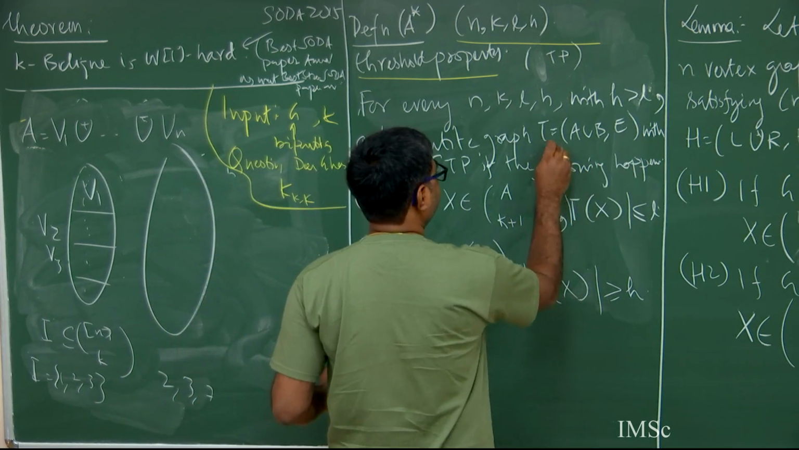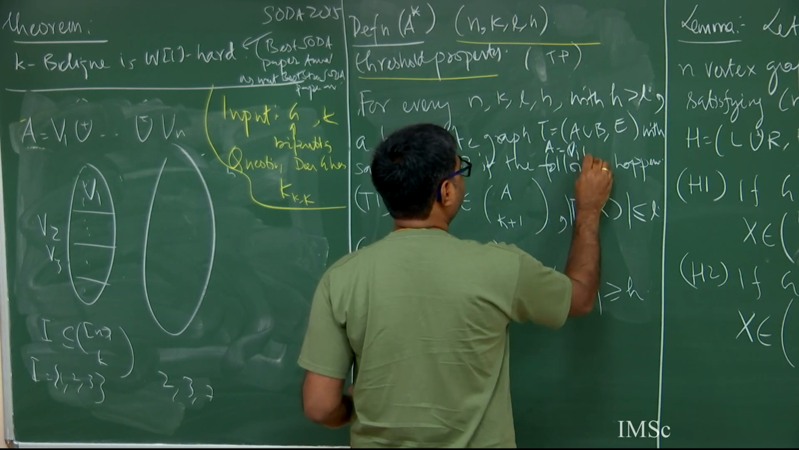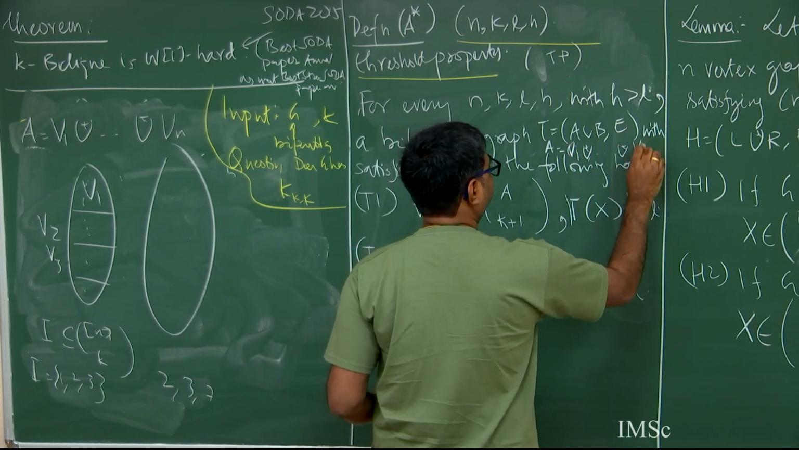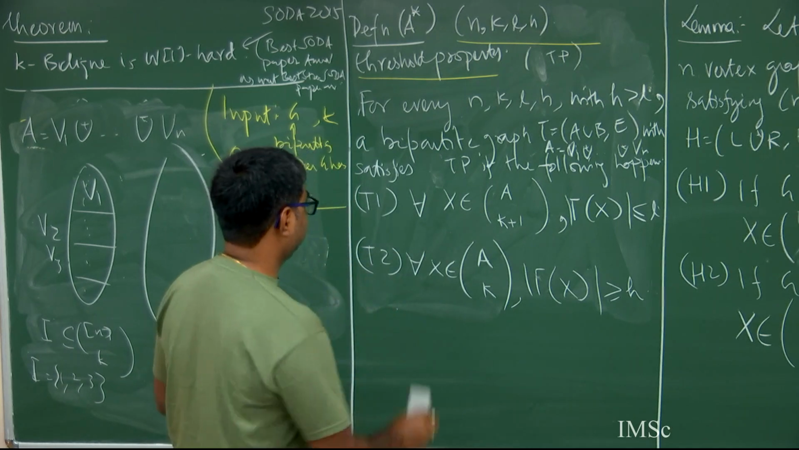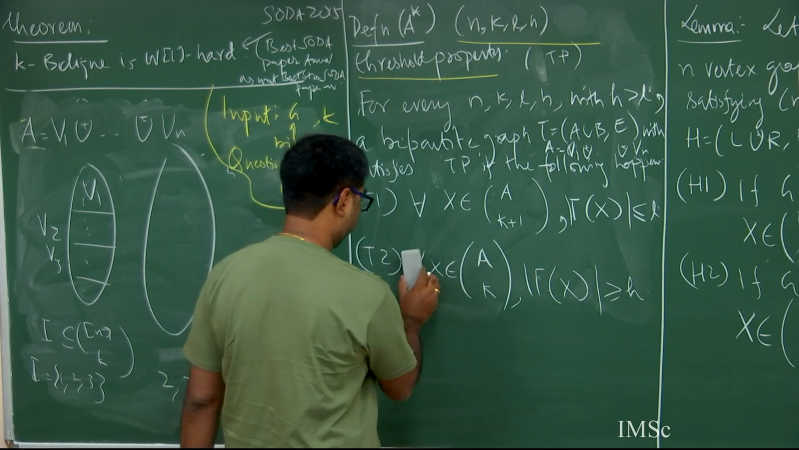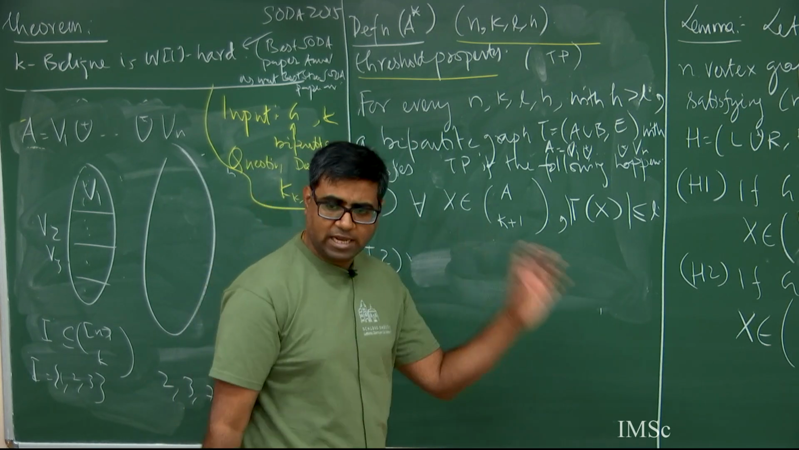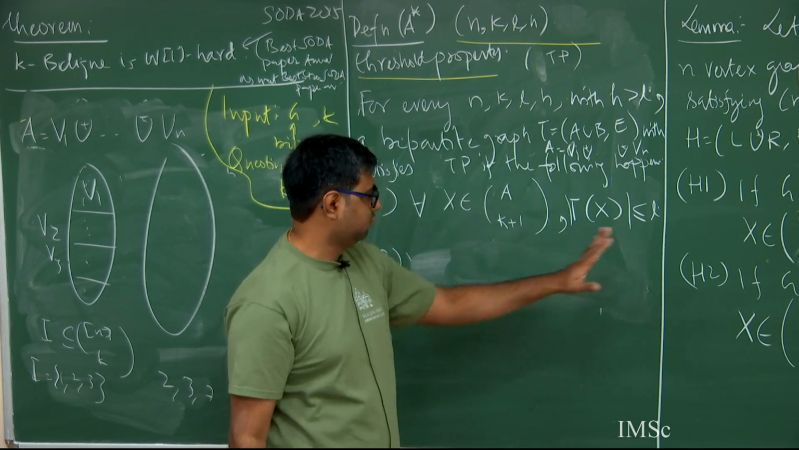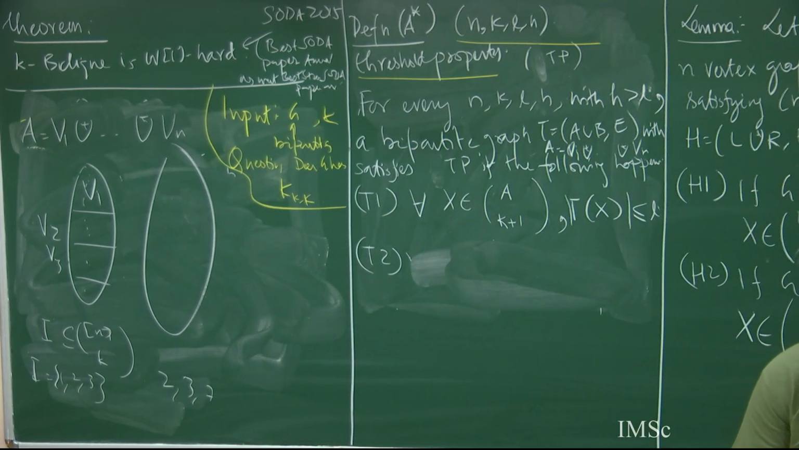A, equal to V1 disjoint union through Vn, satisfies the threshold property if the following holds. This is still true, I'm not going to change that condition: you give me any x in A, choose k plus 1, the number of neighborhoods is this. But it's the second property which I will change.